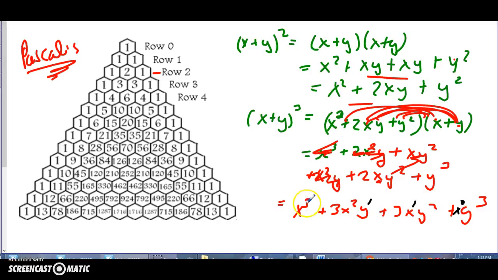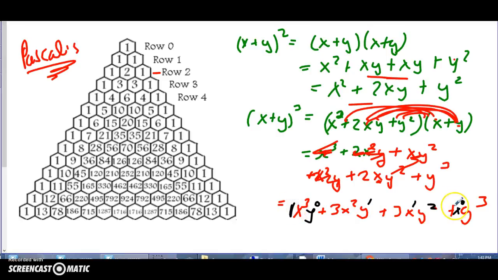So as this gets smaller, 3, 2, 1, 0, the y exponent gets bigger. So I start off with y to the 0, which disappears, then y to the 1, y squared, y cubed. A little pattern there. How about this?